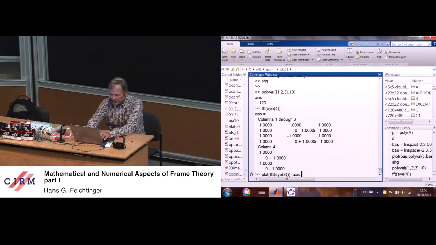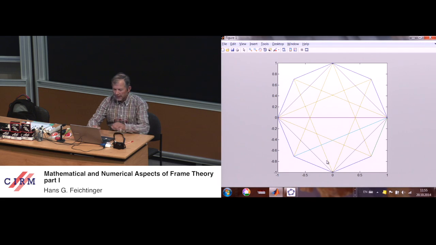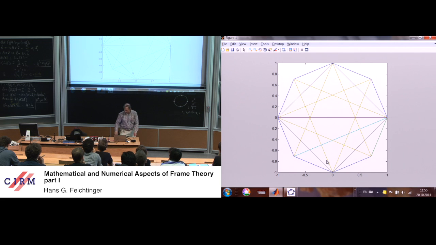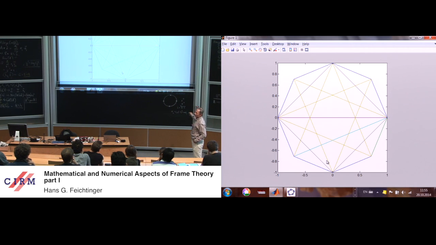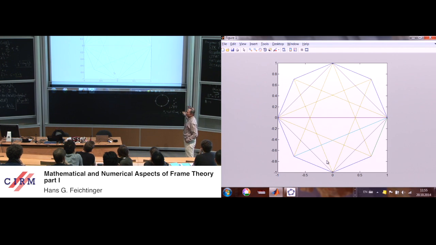Axis is square. Then you can already get an idea what is really happening, because the first column, probably in red and not visible, is the point 1, 1, 1, 1, 1. Maybe I show you. No, I think the numbers you cannot read off. We can look at the plot.